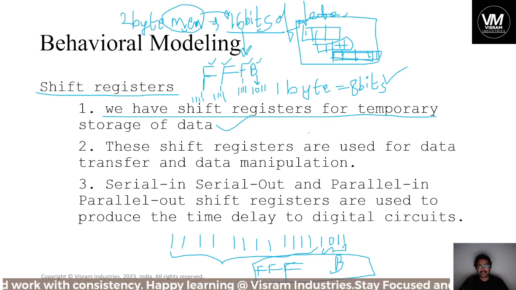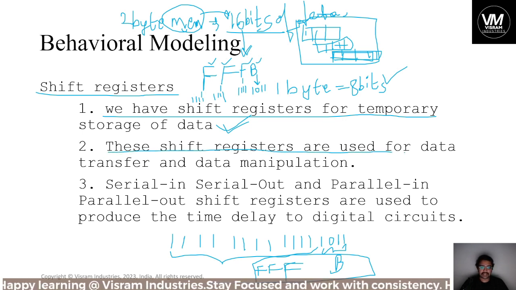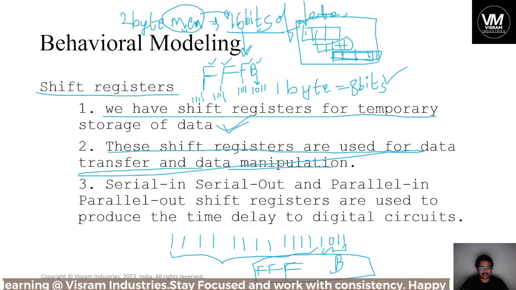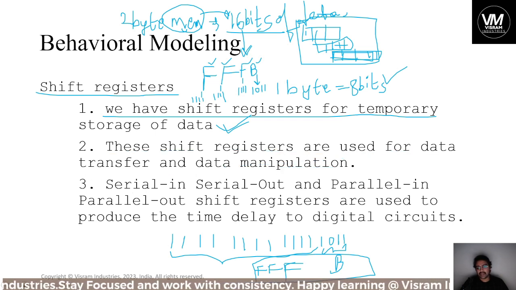Got it, guys? We have shift registers for temporary storage of data. A simple application: I have explained how data will be in the memories, and these shift registers are also used for data transfer and data manipulation. Sometimes we are left shifting, right shifting to play with the memory data, and manipulation is nothing but working on the data flow, how we want to design the data flow, whether it might be top down or bottom up, however we want this shift register to work.